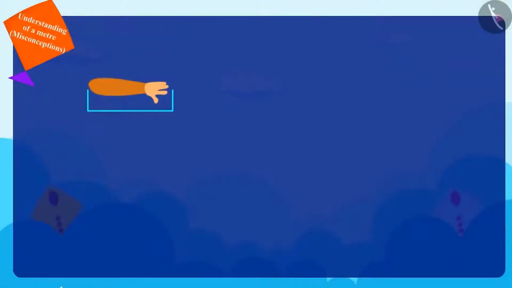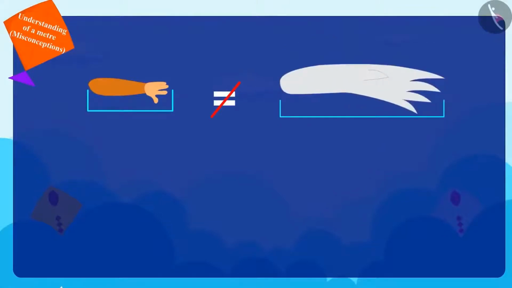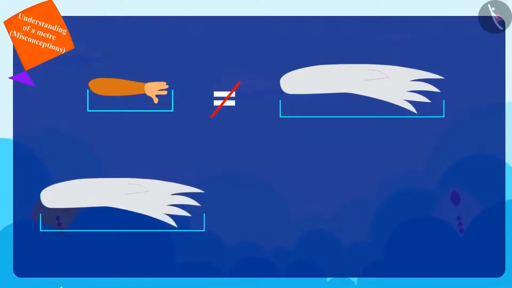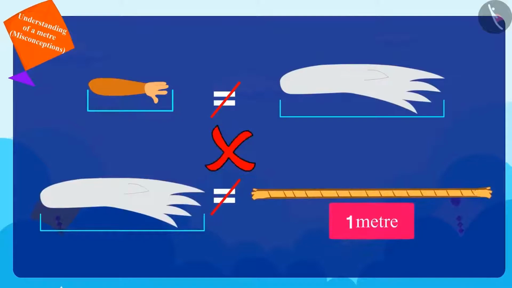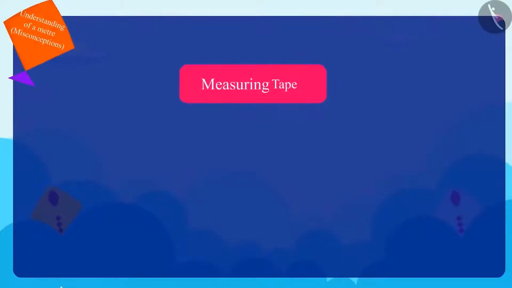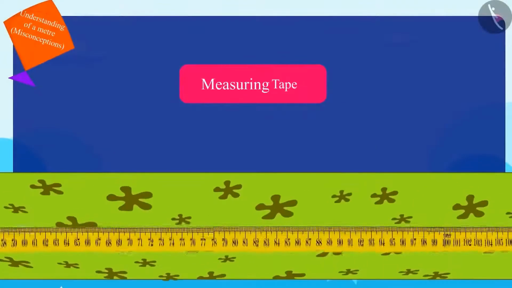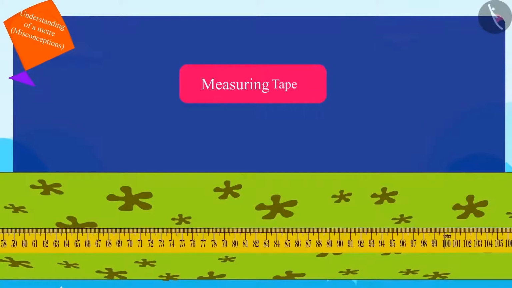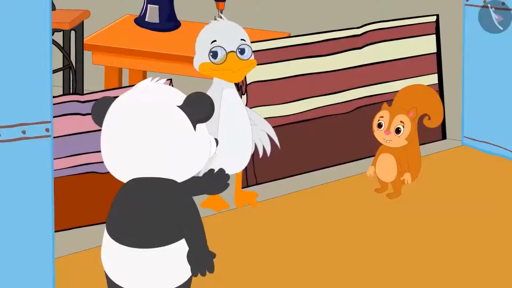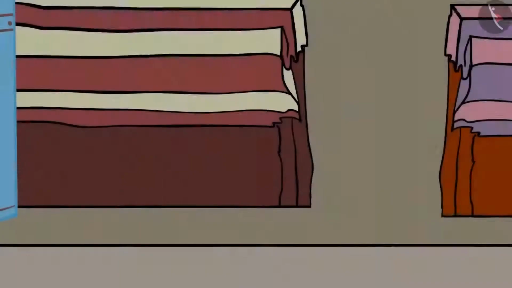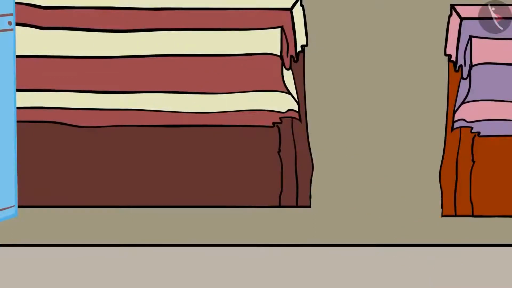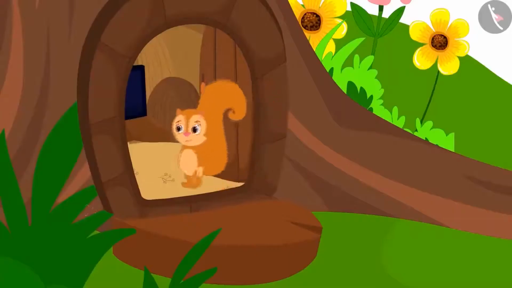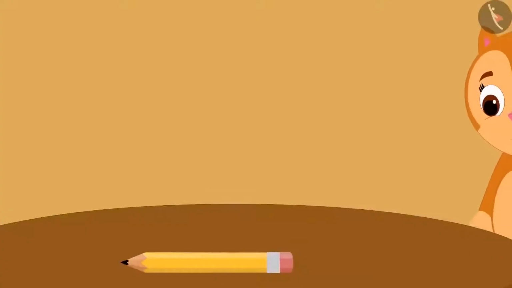For example, the length of her 1 arm is not equal to the length of uncle's 1 arm, and the length of uncle's 1 arm is not the same as 1 meter. She told uncle that he should measure the material using his measuring tape. Both Golu and uncle understood this. Chanda gave uncle the measurement of her curtains and returned to her home.